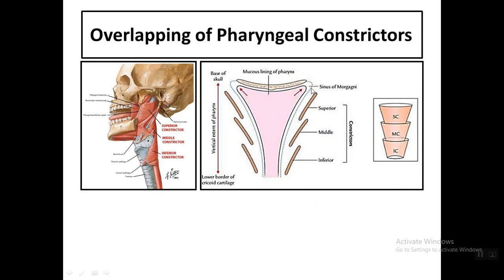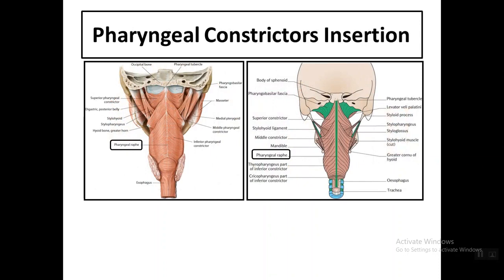Look here, the beginning of this muscle is from the base of the skull down, and then lower down it will become continuous with the wall of the esophagus. The insertion of the pharyngeal constrictors, the superior, middle and inferior constrictor, is posteriorly in a midline fibrous raphe that is called pharyngeal raphe.